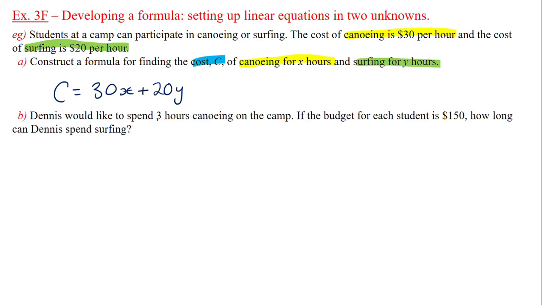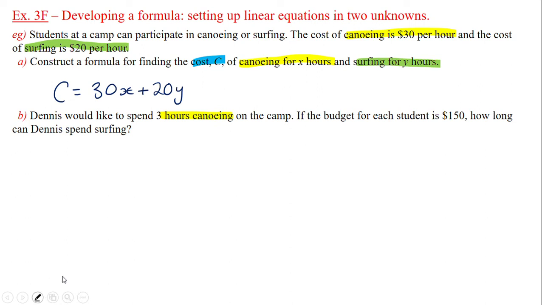We're now going to use this formula in part B to solve how much Dennis is going to spend. So Dennis would like to spend 3 hours canoeing at the camp. And I'm going to go back to my highlighter and highlight that in the yellow color that I used earlier for canoeing. So 3 hours canoeing. If the budget for each student is $150, how long can Dennis spend surfing?